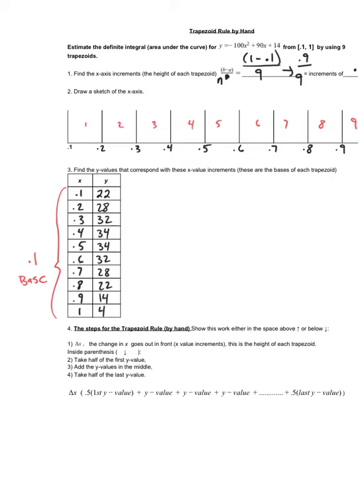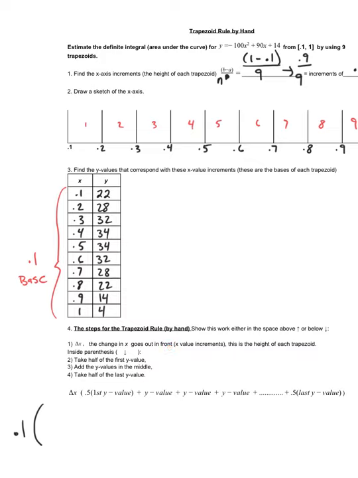All right, to set up the trapezoid rule by hand, here are the steps right here. The delta X, this is put out in front. All right, so we put 0.1 out in front. Again, that is the base of every trapezoid. Delta X, the change in X goes out front. All right, there it is.